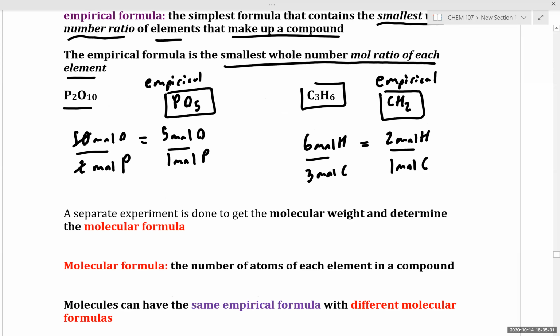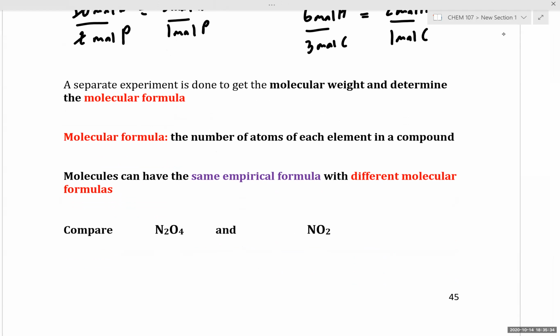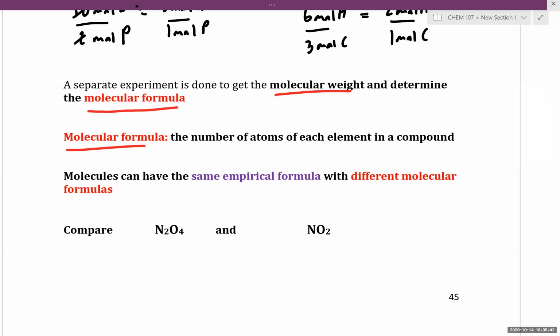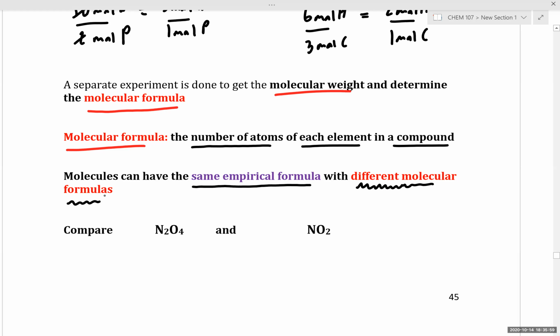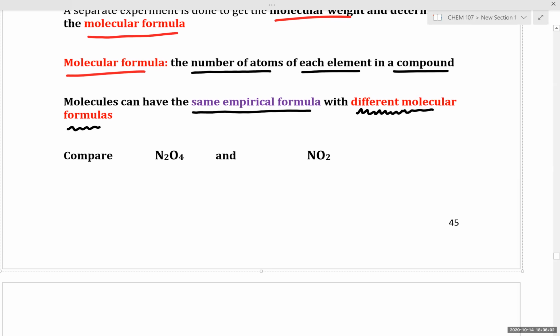Perfect. So now a separate experiment is done to determine the molecular weight and to calculate what is known as the molecular formula, where the molecular formula, rather than being the simplest ratio of atoms, is the absolute number of atoms of each element in a compound. Molecules can have the same empirical formula with a different molecular formula. So this is part of why being able to recognize empirical formulas is really important, because the empirical formula is not necessarily unique for a given compound.